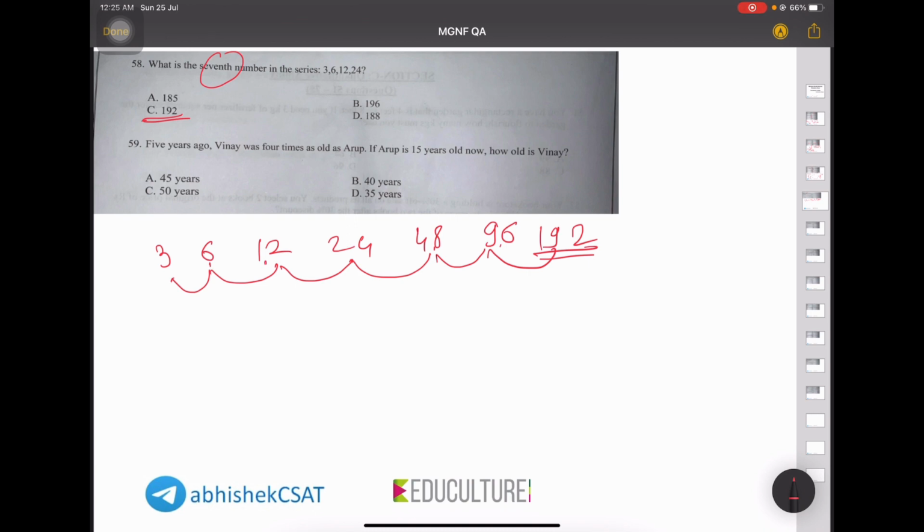Next, 5 years ago, Vinay was 4 times as old as Arup. If Arup is 15 years old now, 5 years ago he was 10 years. So 5 years ago the ratio is 4 is to 1, so this is 1 into 10, that means 4 into 10 is 40. How old is Vinay? This is 5 years ago's age of Vinay, 40. So today's age is 40 plus 5.